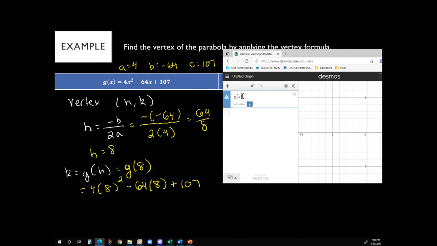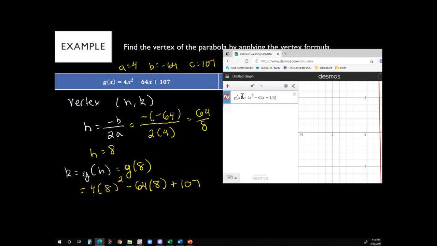So if it's g of x, I'm going to type in g of x equals 4x. And then I'm going to go up into the exponent. The shortcut is Shift 6. And then I can go squared, and then I have to hit the right arrow to get out of the square. Minus 64x plus 107. Now that's going to graph it. We don't really care what the graph looks like.